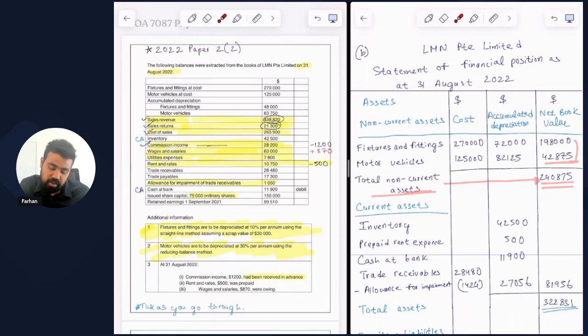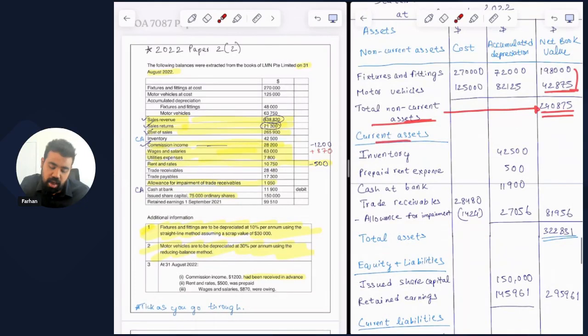Next, we have got the current assets. And under the current assets, let's see what we have got. But before that, why do we not shade all this? Because we have used all of this, right? So you know that you have used the majority of the question. So the first current asset is inventory.